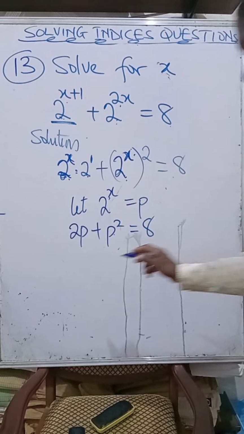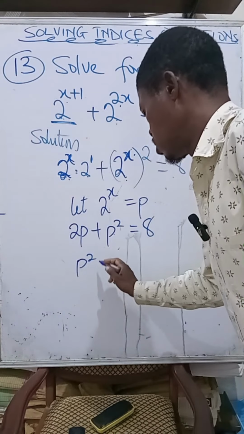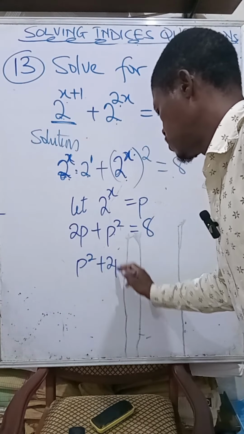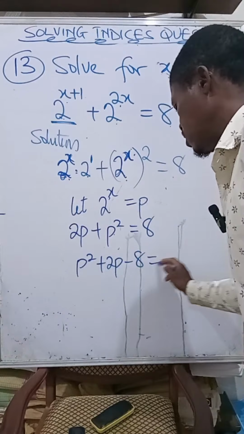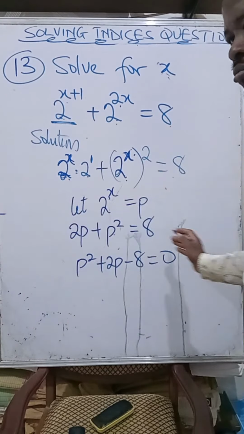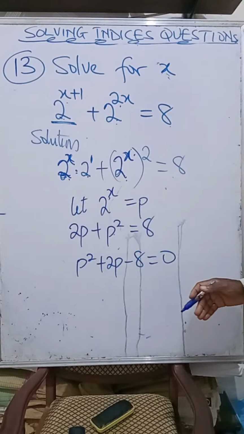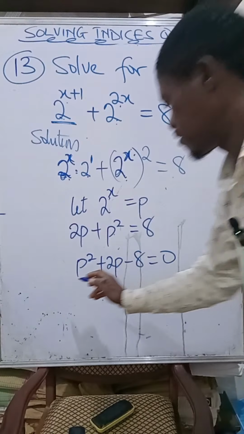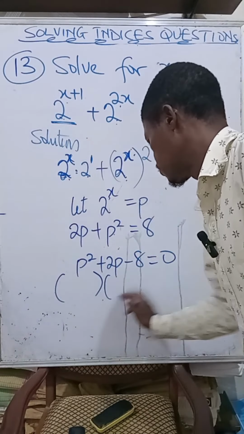So that will be equal to what? P squared plus 2p minus 8. So bring all the equation to one side. Since it's a quadratic equation, bring everything to one side. Okay. Then let's now factorize the quadratic equation.